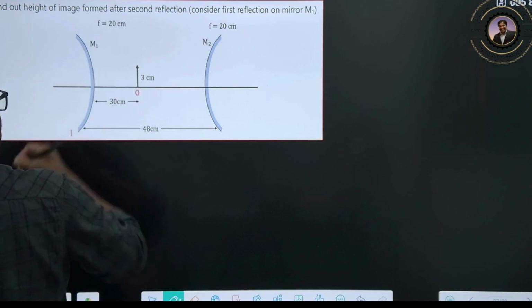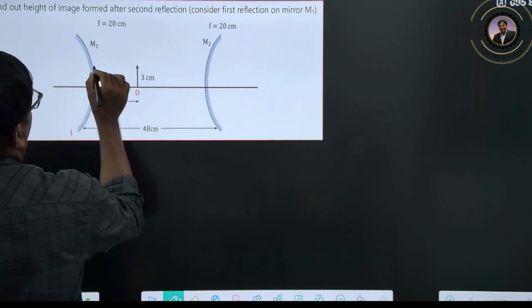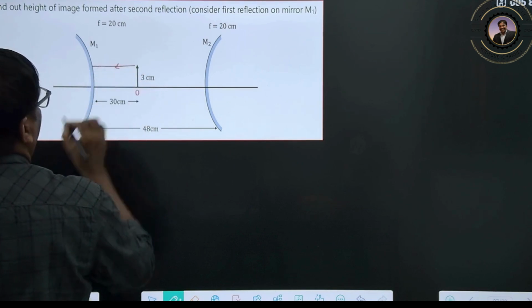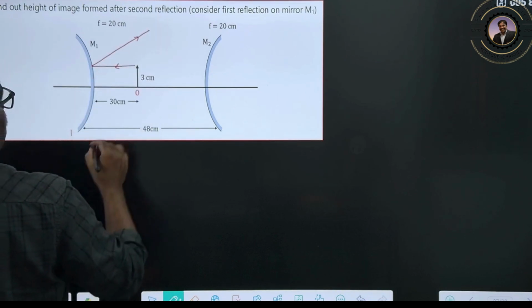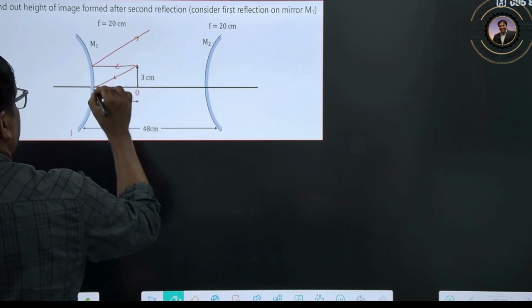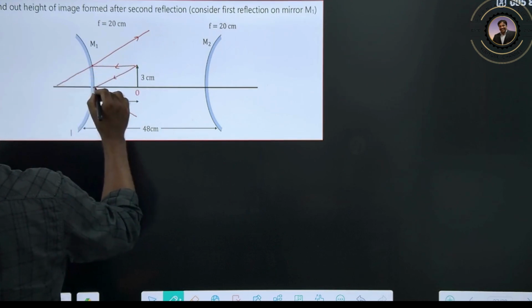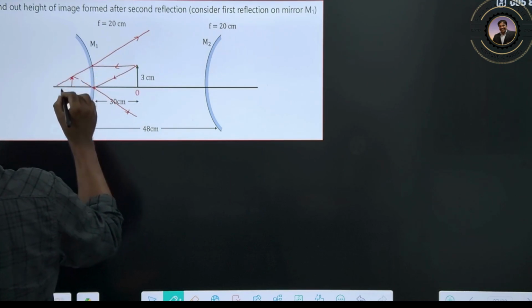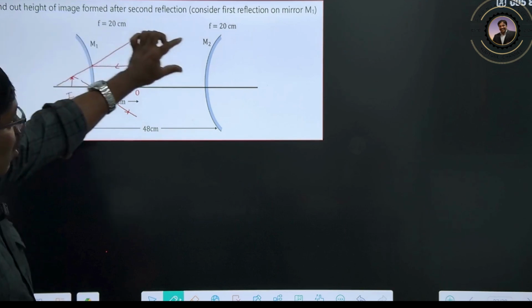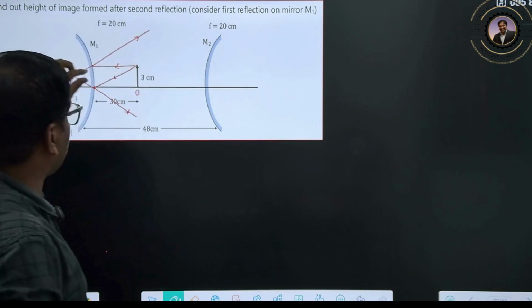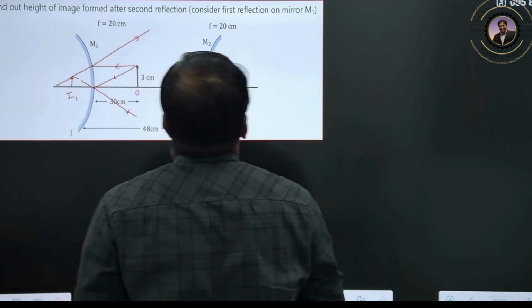So you have to take this as a convex type of mirror. What will happen now? Light rays will come here, go like this, then get reflected back. So these light rays are coming from here onto this, therefore this is your first image. Clear? This image will act like an object to this one now. Then another image will be formed onto this one.